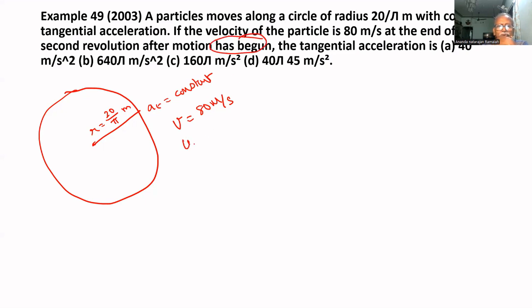means u equal to 0. Initial velocity is 0. So v equal to 80. After two rotations, it becomes 80 meter per second. The tangential acceleration we have to find.